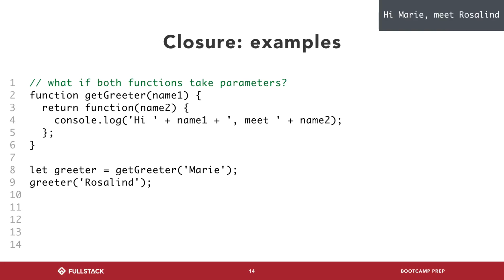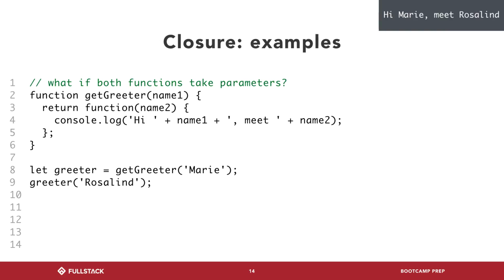So this is the same as the last slide, except here we have name 1 and name 2. Name 1 comes from the parent scope, and then name 2 comes from whatever we invoke the function with. So basically, after line 8, greeter is going to be a function that's always going to say, hi Marie, meet blank, and then when you actually invoke greeter, whoever you pass in at that point will be that blank.